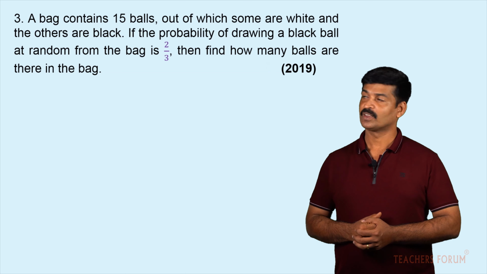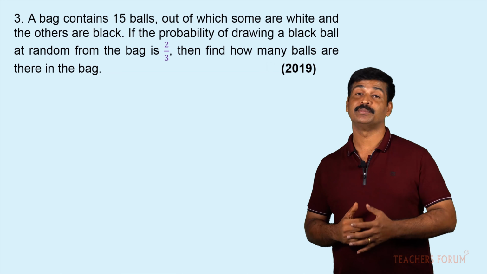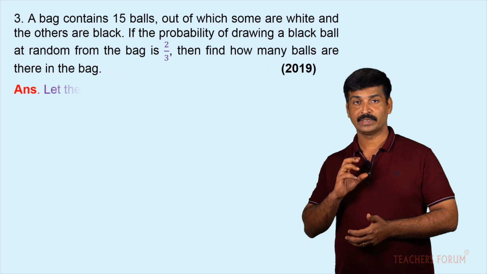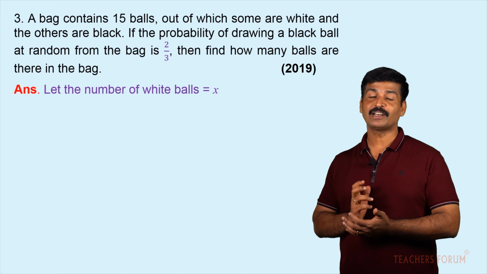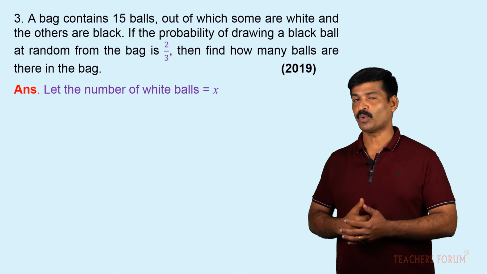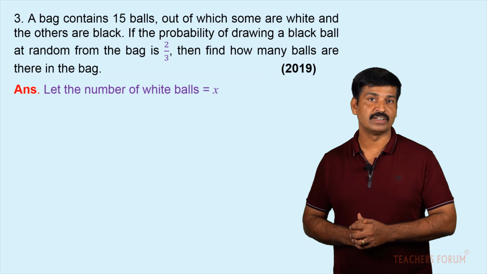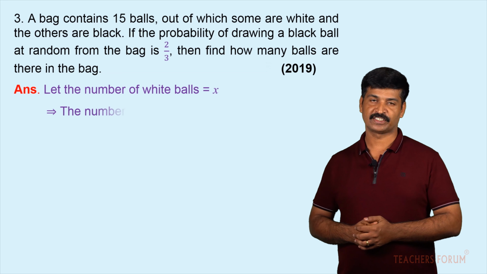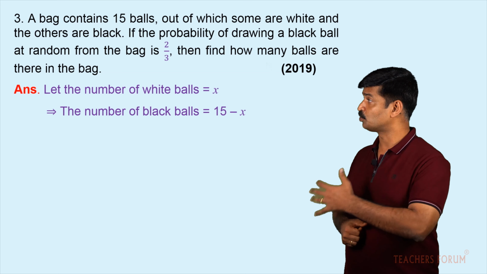Now, let us assume that the number of white balls in the bag is x. So, x white balls are there. Then what will be the number of black balls? Total balls 15. x are white. Then the number of black balls will be 15 minus x. Now it is given that the probability of getting a black ball is 2 by 3.